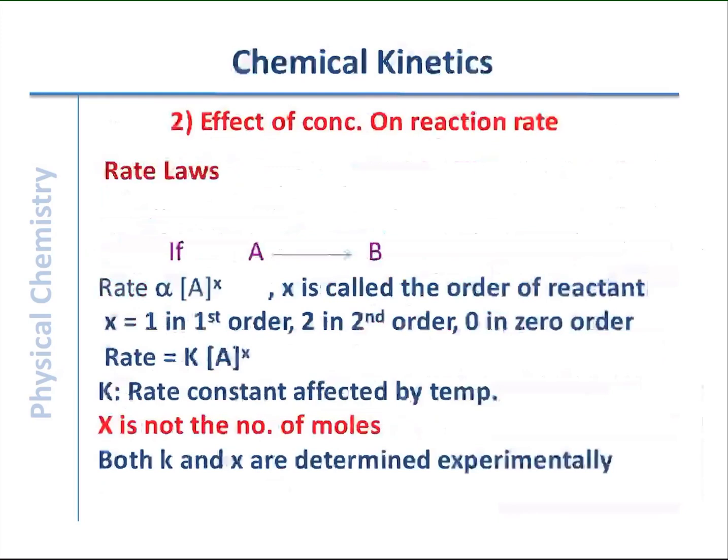Generally, the rate law says that rate equals k times the concentration of reactant to the power x. k is the rate constant. It's affected by temperature. x is not the number of moles. x is called the reaction order and is determined experimentally.